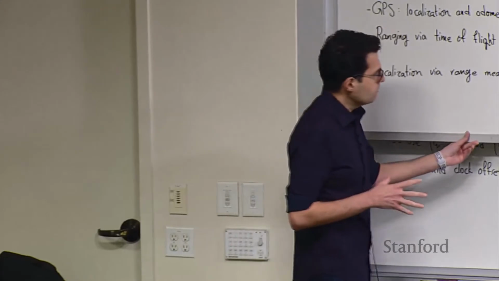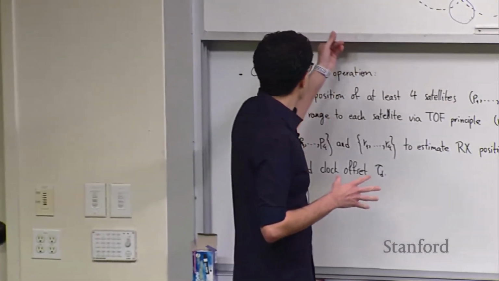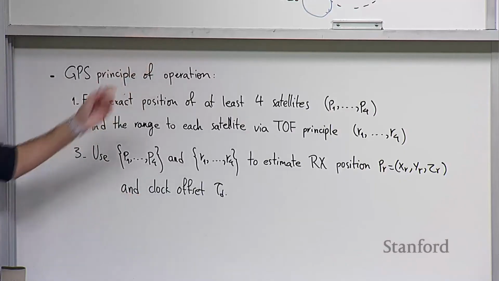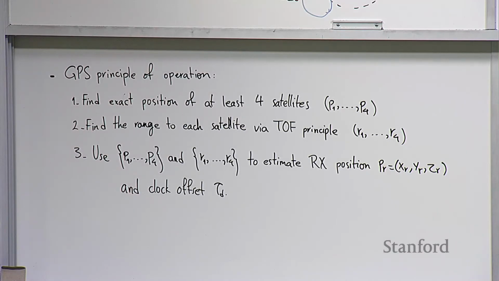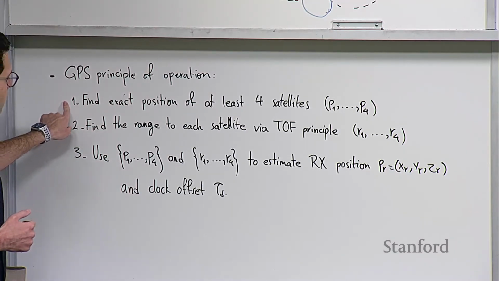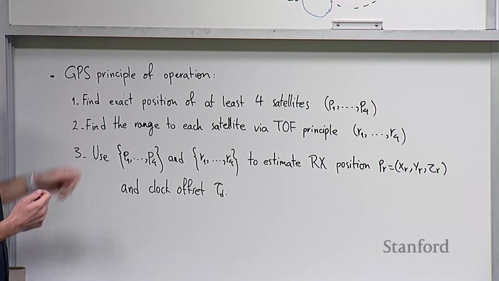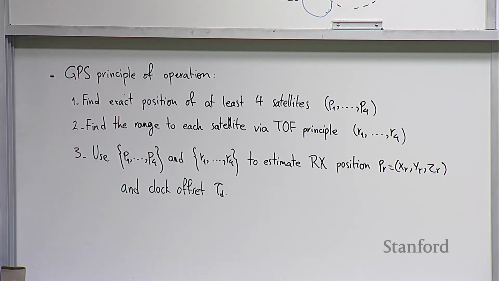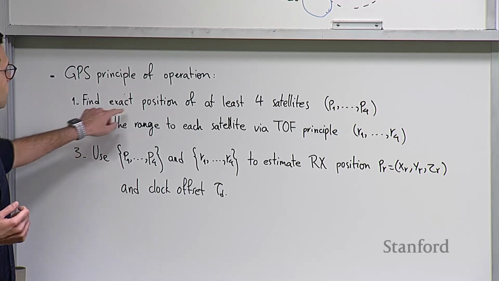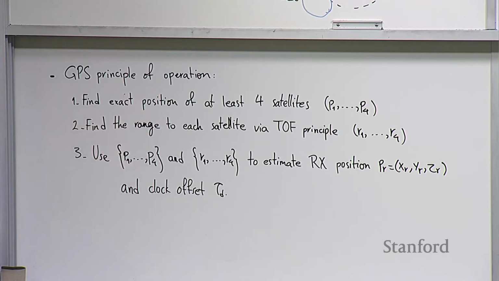But very specifically, for it to work, three things need to happen, right? So it's kind of like a three-step process. First, the receiver needs to, as it's called, acquire a number of satellites. So this acquisition step means that it needs to receive signals from them, and from the signals be able to find the exact position of the satellites.